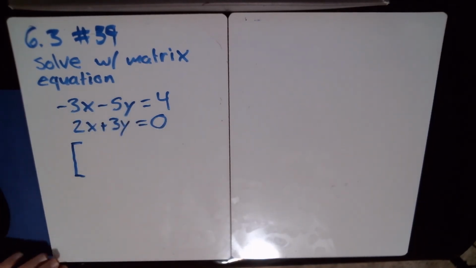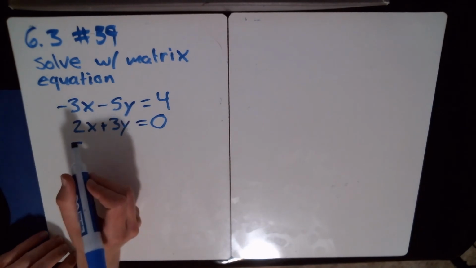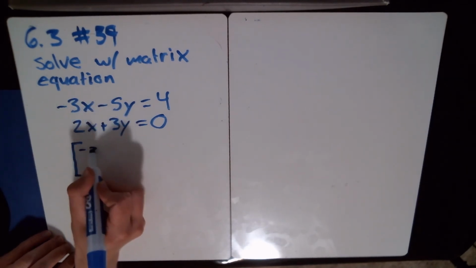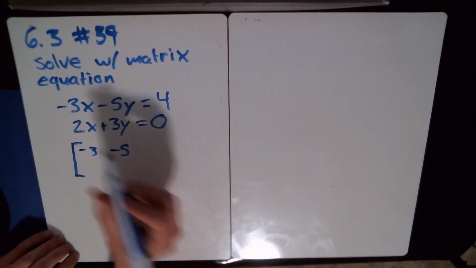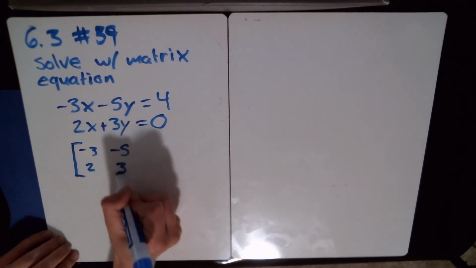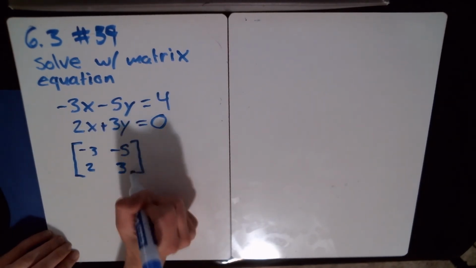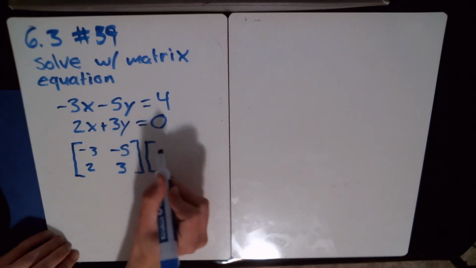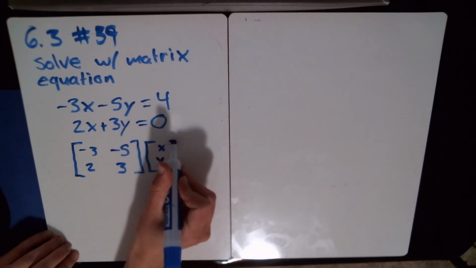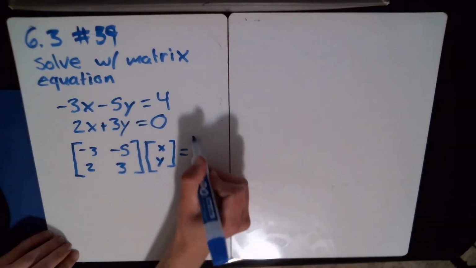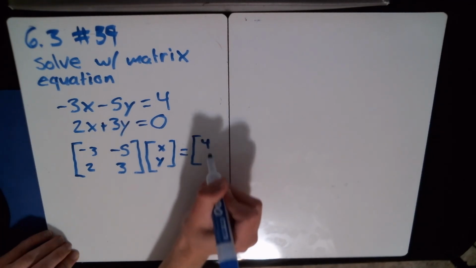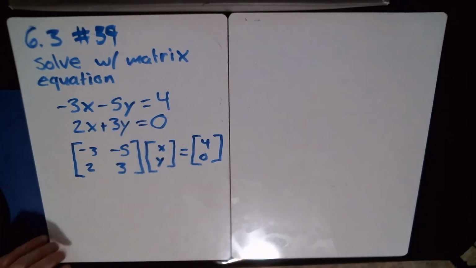And if you remember how you do this is you just put in the coefficients of your variables in the matrix. You put the variables in their own column, x and y, and this should be equal to the answers, 4 and 0. Okay, so there is our matrix equation.